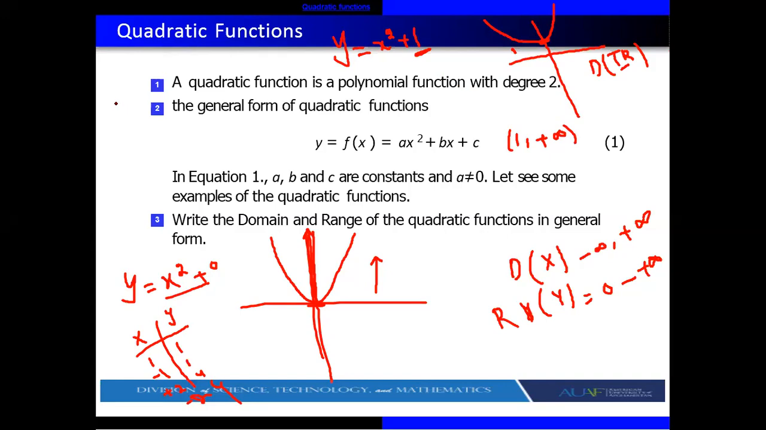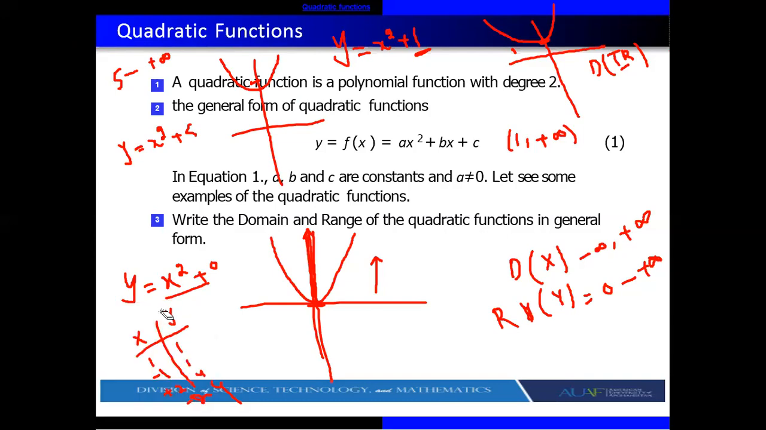Let's suppose if equation start from y is equal to x square plus 5. So in this case, graph will start from plus 5. If we have plus 5 here, so graph will start from plus 5. Domain is same, all real numbers, but range will be from 5 to plus infinity. Same negative value is also possible.